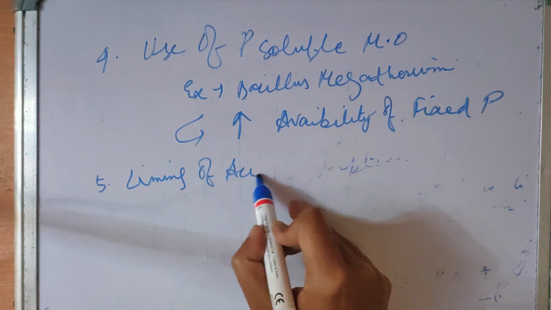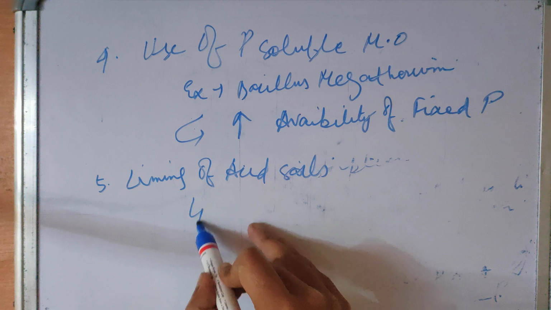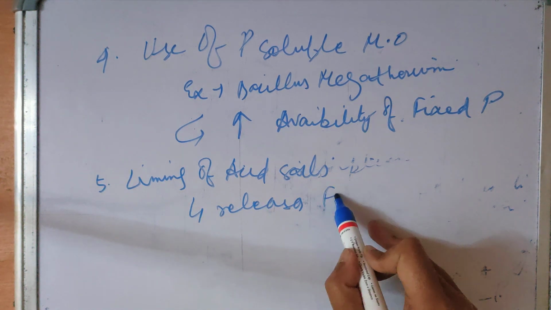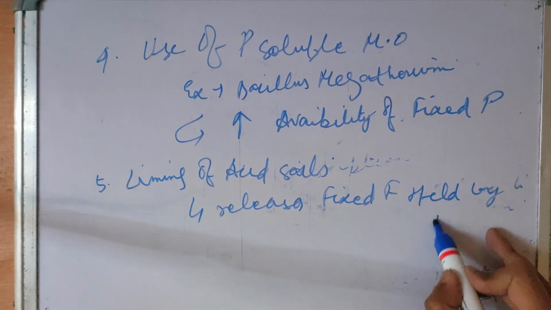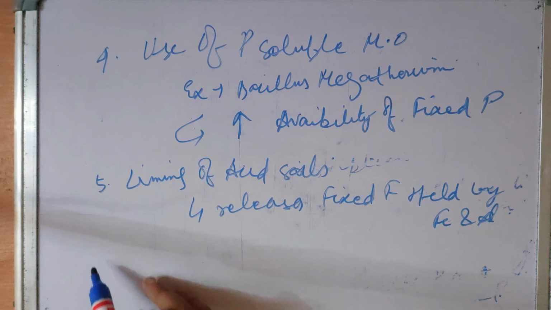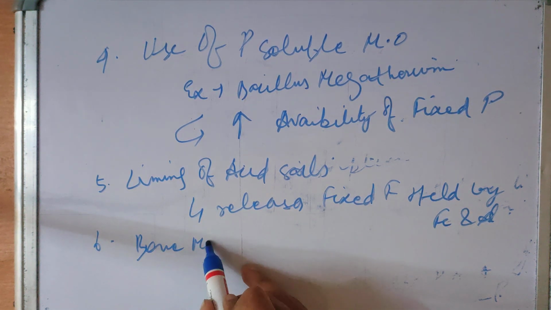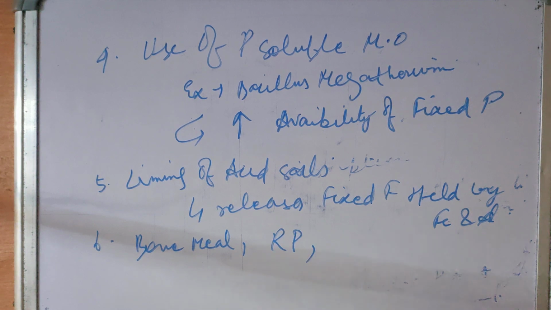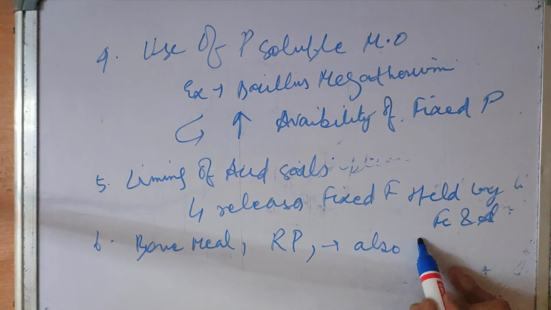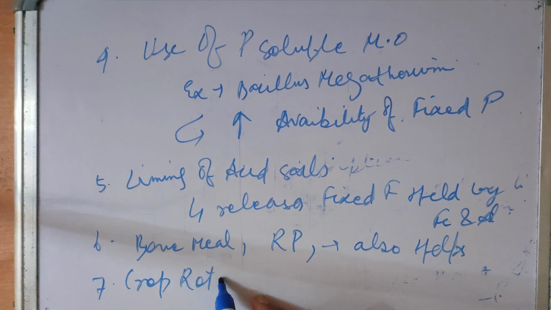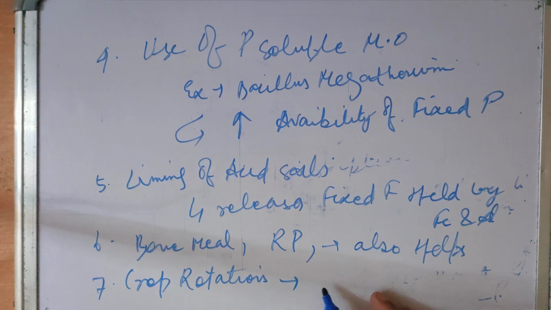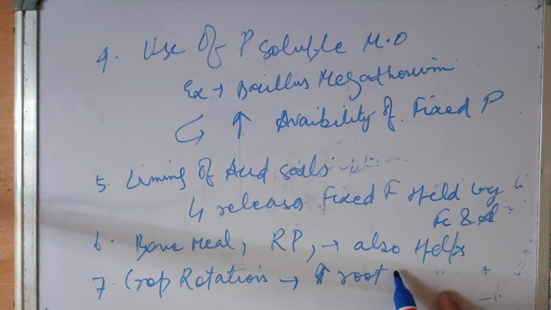Liming of acid soils, it releases fixed phosphorus held by Fe and aluminum. You can use bone meal, rock phosphate. So these things also help in phosphorus availability. We need to do crop rotations. We need to use crops with higher root expansion so they can absorb the immobile forms of phosphorus also.